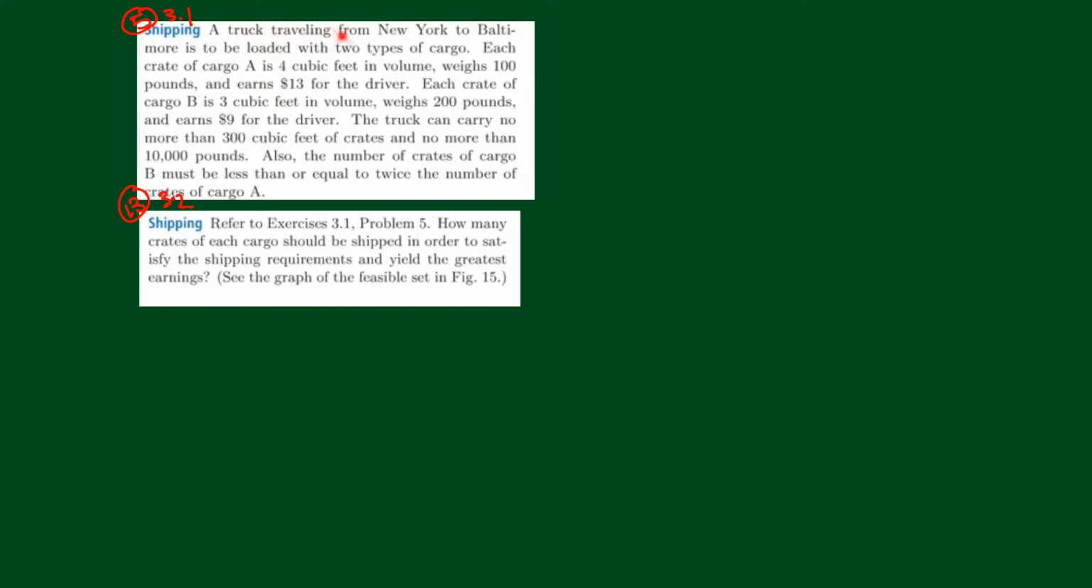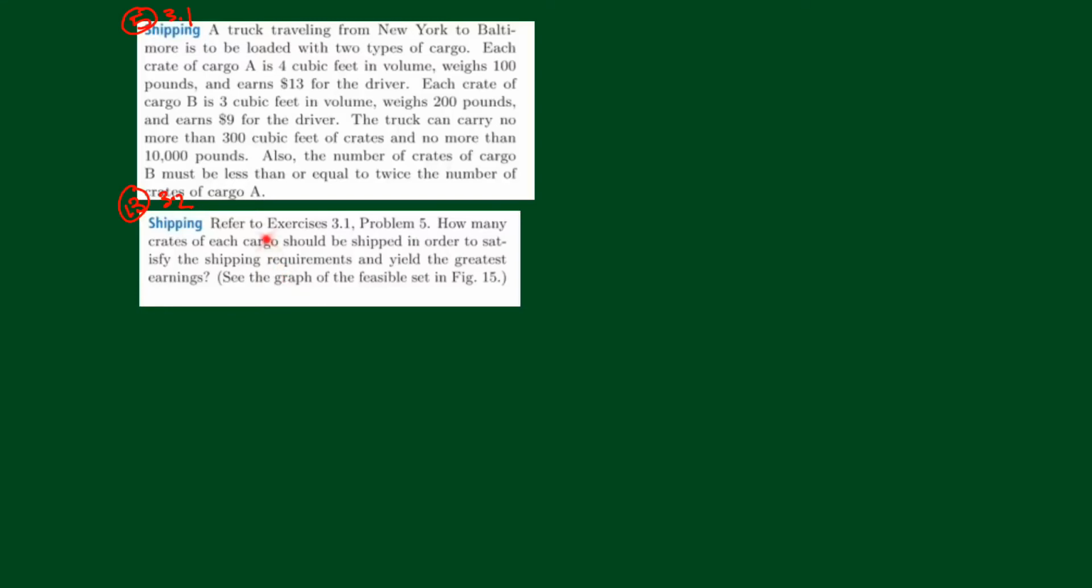You've got a truck that goes from New York to Baltimore, and it's loaded with two types of cargo. All right, so I'm thinking two variables. Now each crate of cargo A, you read through some information. Each crate of cargo B, there's some information here. The truck can carry no more than, a bunch of information here. Then we're just supposed to set this up in 3.1. But then when we get to 3.2, we can solve it. But we can do this all at once.